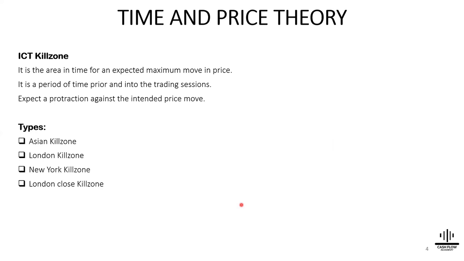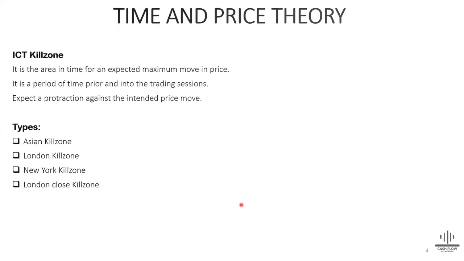Now, there are 4 types of ICT kill zones. We have the Asian Killzone, the London Killzone, the New York Killzone, and then the London Close Killzone. And these Killzones are a period prior and into the trading sessions. You know, we have the Asian trading session, we have the London trading session, and we have the New York trading session. So these Killzones are before the trading sessions, and then they elapse with the trading sessions. So we're going to be seeing how this happens.